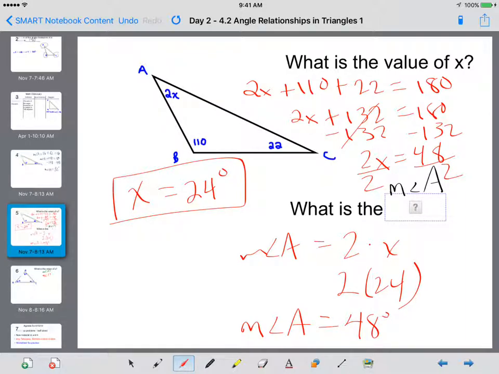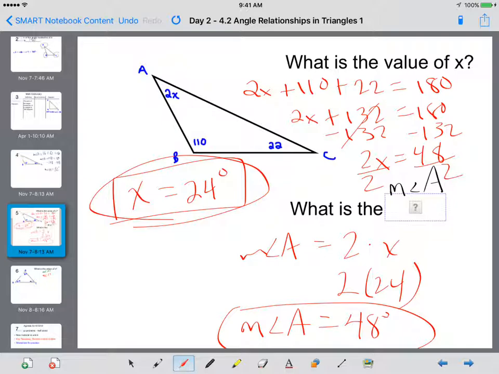So sometimes in these problems they'll ask you to solve for x and find the angle measure, where you have to replace it. Replace what you found for x in for that angle.